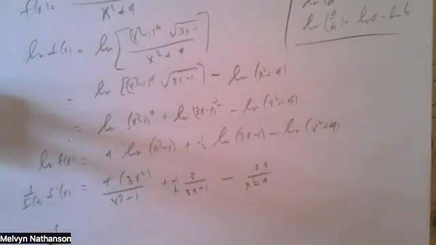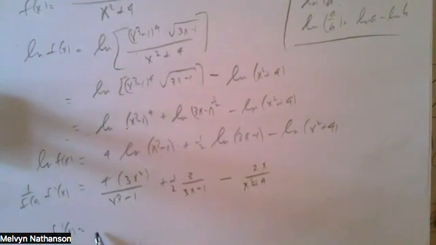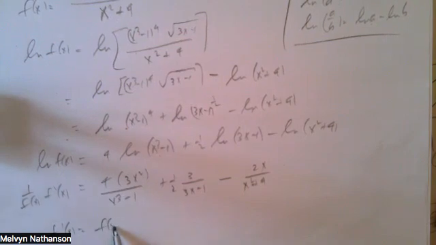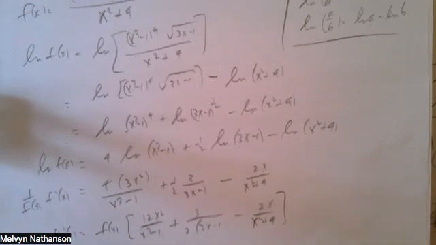So f prime of x is equal to the original function, f of x, times this expression, 12x squared over x cubed minus 1 plus 3 over 2 times 3x minus 1 minus 2x over x squared plus 4. And if I put in what f of x is equal to and multiply across, it simplifies a little bit. And in any case, we get the answer.